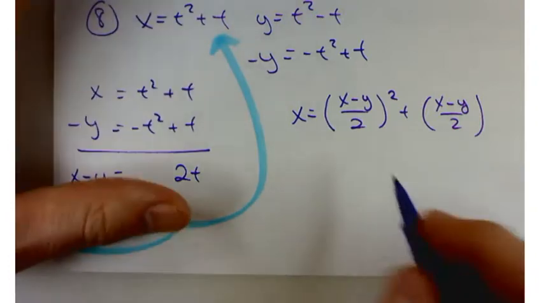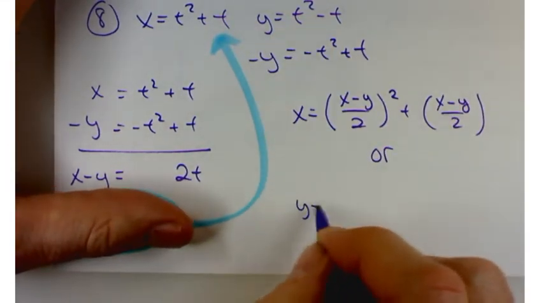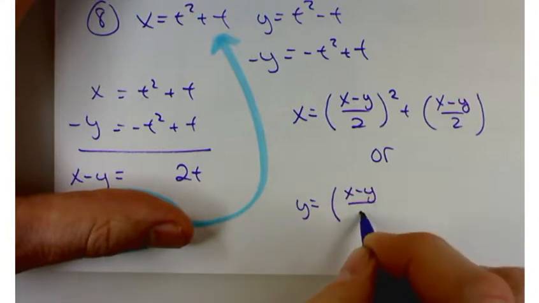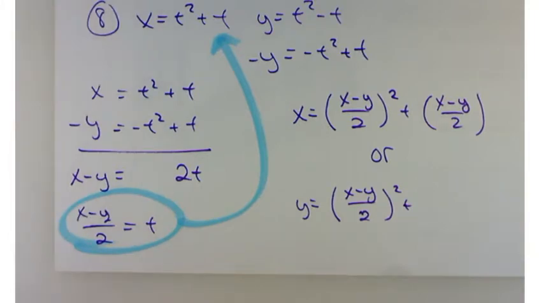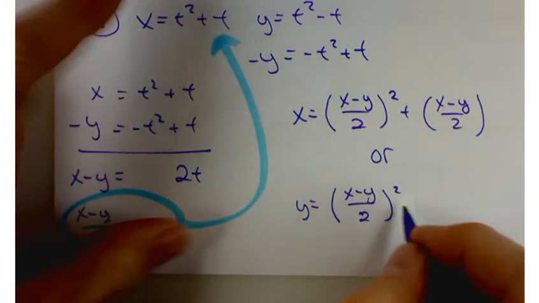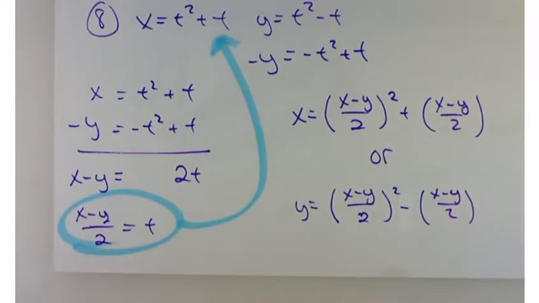If you substitute in for y, in here you would get y equals x minus y over 2 squared plus, actually minus, minus in this case, minus x minus y over 2, like that. Okay.